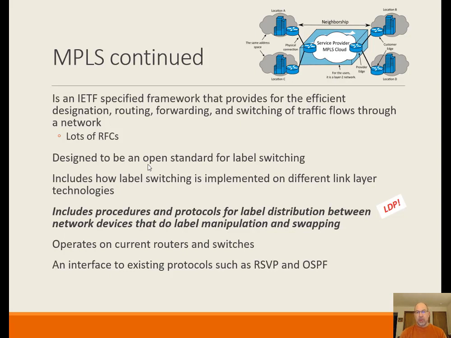It is designed to be an open standard, so there's lots of ability to add to the protocol or make some modifications or improvements. Now, a key idea is not just that we're going to stick this label in there and then do forwarding based on that, but we've got to find some way to get the labels distributed to the different routers. So another part of the MPLS architecture is something called label distribution.